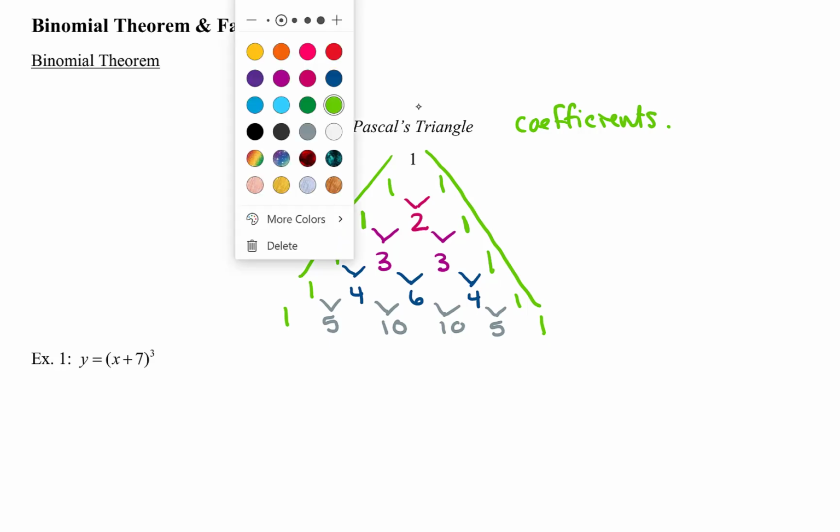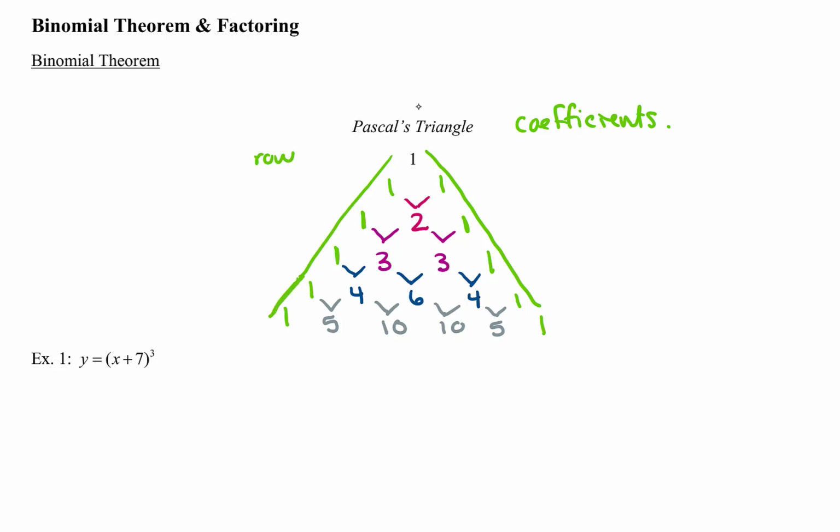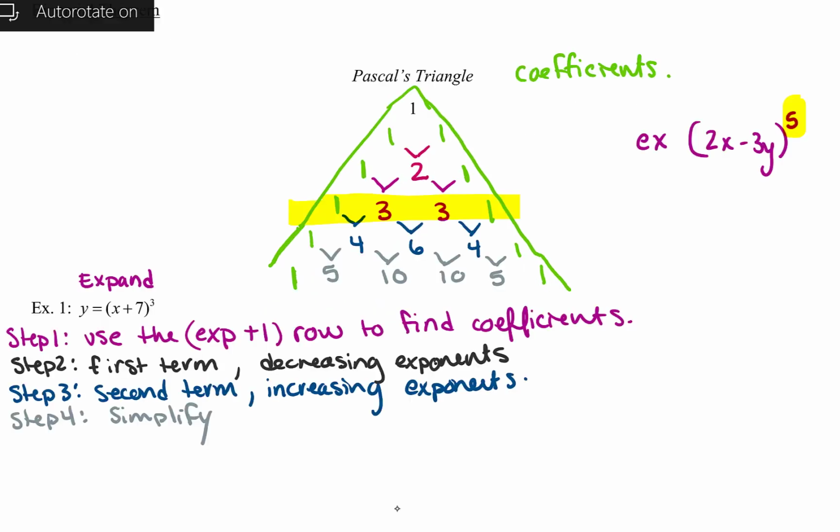Now, I said at the beginning that this helps us with our coefficients. So I've listed the rules of how to expand a binomial. Step 1, we're going to use Pascal's triangle. Specifically, we're going to take the exponent. So in our case, the exponent is 3. We're going to add 1 to it. And this is the row that we're going to find the coefficients that we need. So that means that we are using the 4th row. So 3 plus 1. So 1, 2, 3, 4.